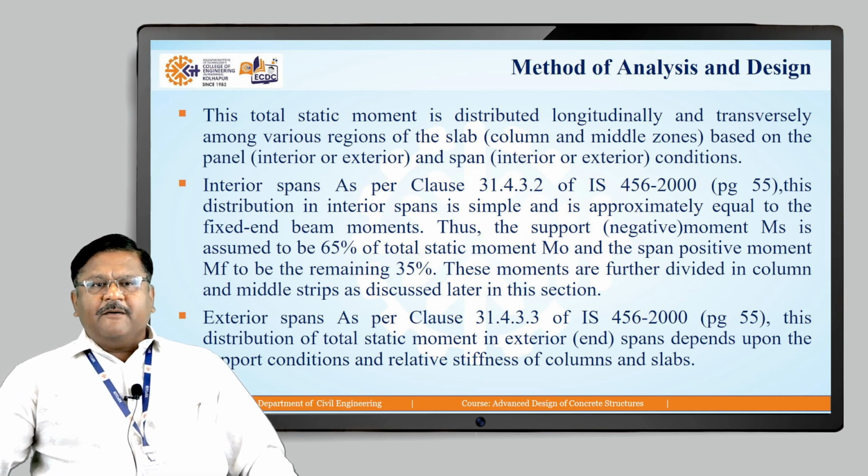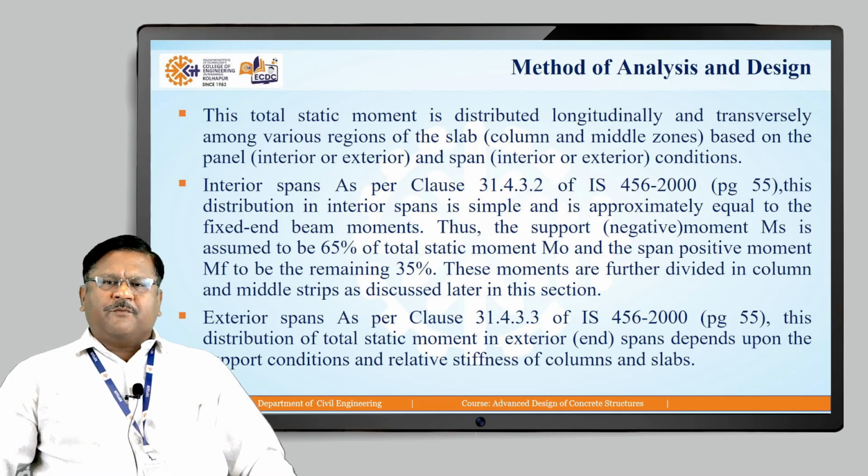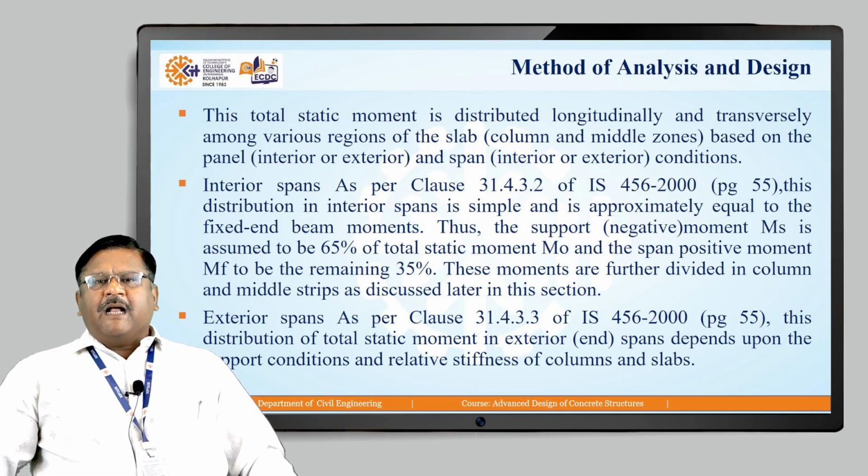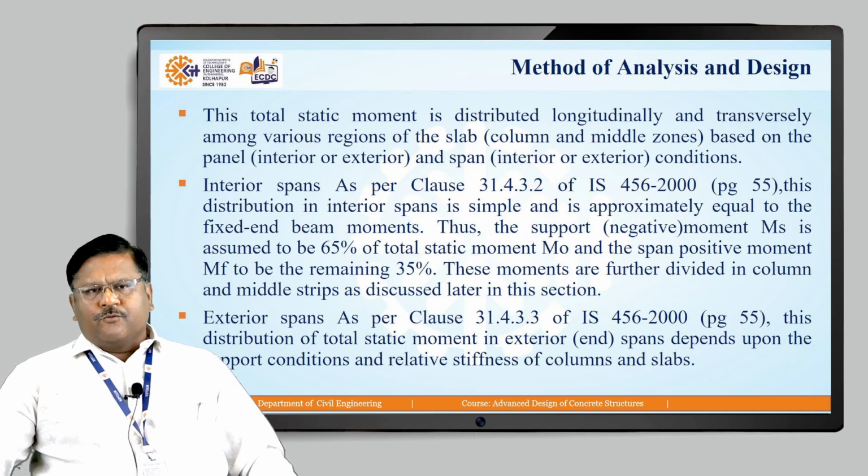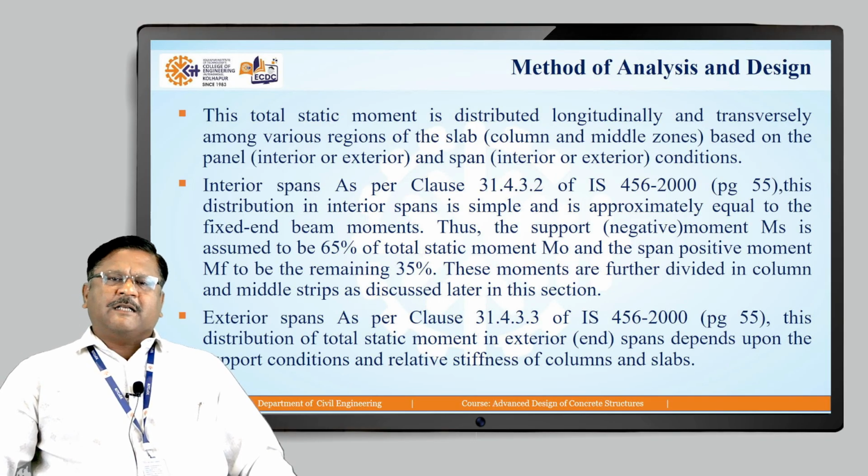Did you get this second point? The total moment which is calculated as per clause number 31.4.3.2, page number 55, IS 456:2000, that total moment is distributed into two parts. First is negative moment and second is positive moment. Negative moment acts at the support, whereas the positive moment acts at the mid of the span. So 65% of the total moment acts as a negative moment at the support, whereas the remaining 35% acts as a positive moment at the center of the span.